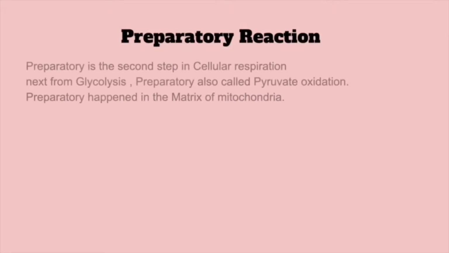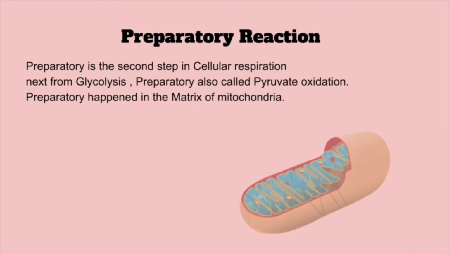Preparatory reaction. The preparatory reaction is the second step in cellular respiration, next after glycolysis. Preparatory is also called pyruvate oxidation. It happens in the matrix of the mitochondria, as the picture shown on the right side below.